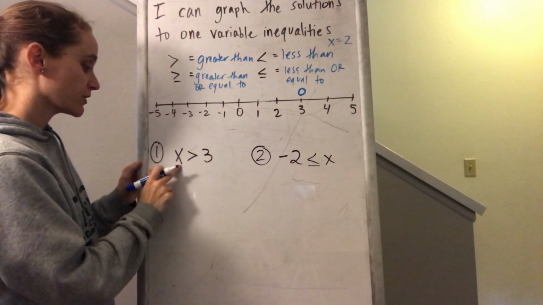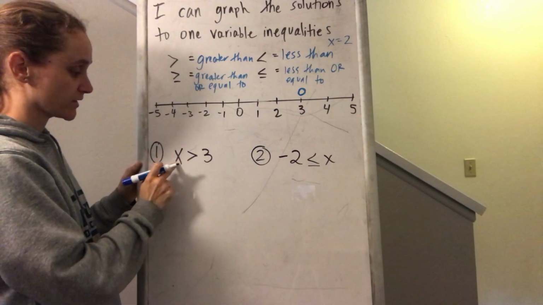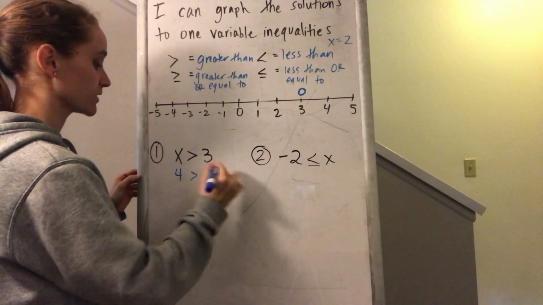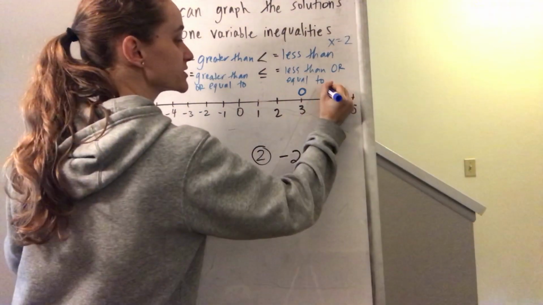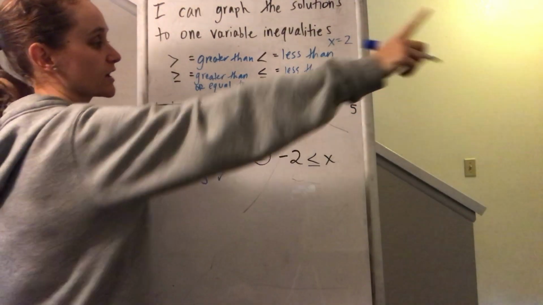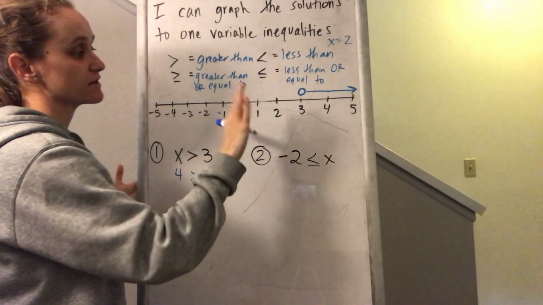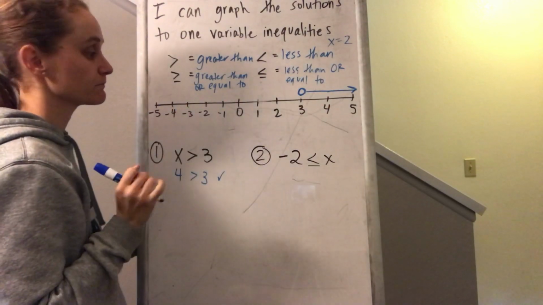And then if I was to put in a number here, I need to pick a number that's going to be bigger than 3 to make this true. So like 4 is greater than 3. That works. So I'm going to put my little test point at 4 here, and I know that my arrow is going to go off to the right. So that shows that x is anything bigger than 3, not including 3.